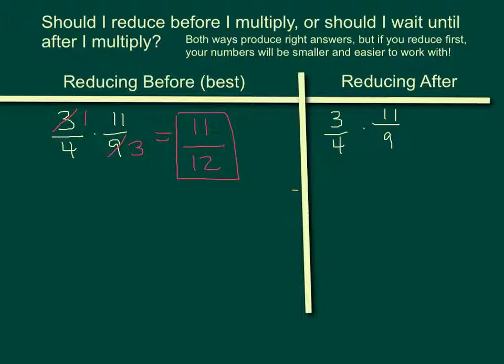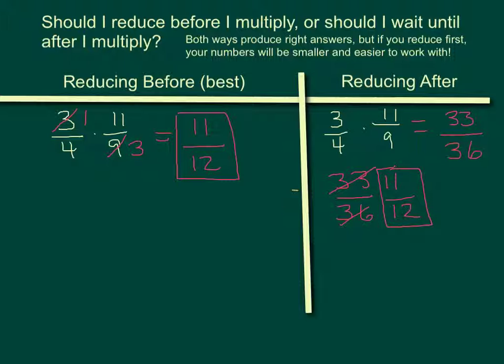If I reduce after, then I'm going to go ahead and multiply across right to begin with, and I get 33 over 36. And now 33 over 36 can be reduced because they both are divisible by 3. So now I can say 3 goes into 33 11 times. 3 goes into 36 12 times. So that reduced to 11/12.